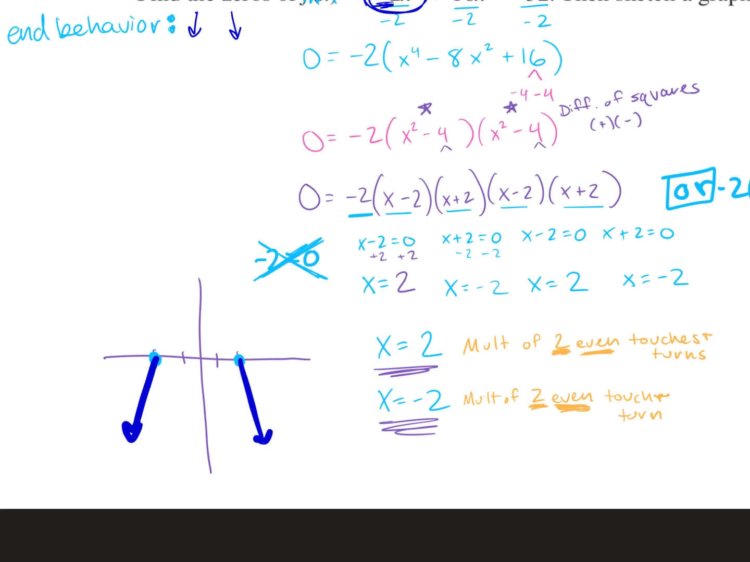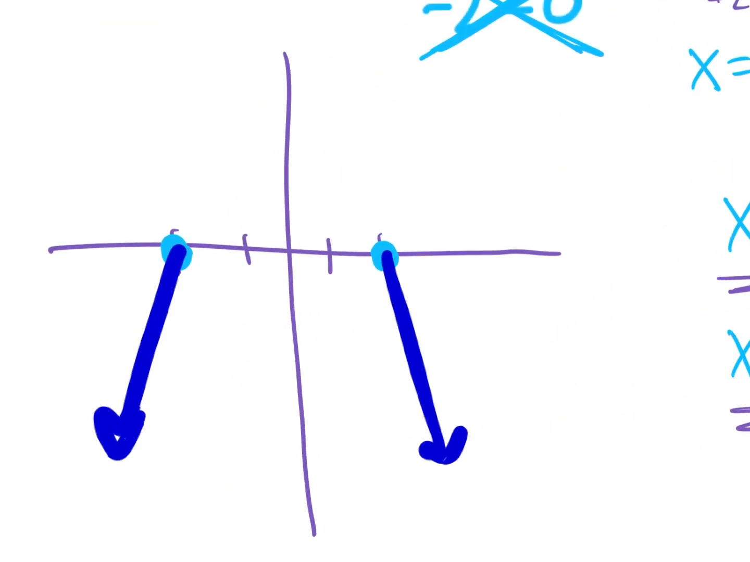Now let's start with -2. We'll start with the left one. At -2, what did we say? Does it touch and turn or go through? Touch and turn. So we're not going to cross the x-axis. We just touch it and we turn like that.